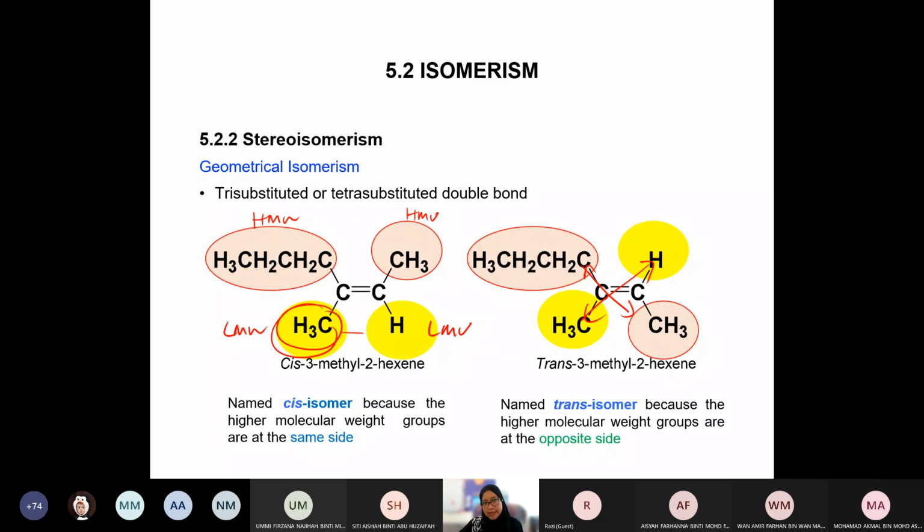So this is very important, because the exam likes to ask about this type of geometrical isomerism. If there's no question, I think that's about it for today.